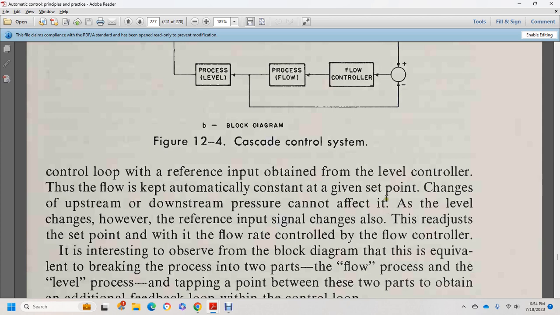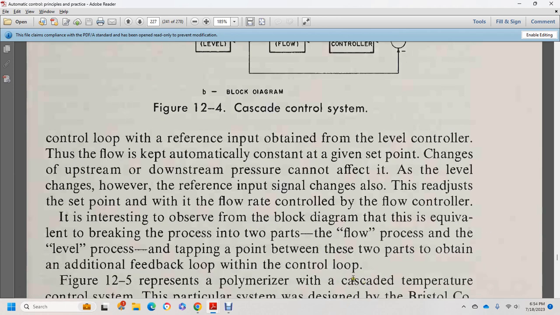It's interesting to observe in the equivalent block diagram that the level process is broken into two parts, flow and level. The point between the two parts is accessed to obtain an additional feedback loop with the control loop.